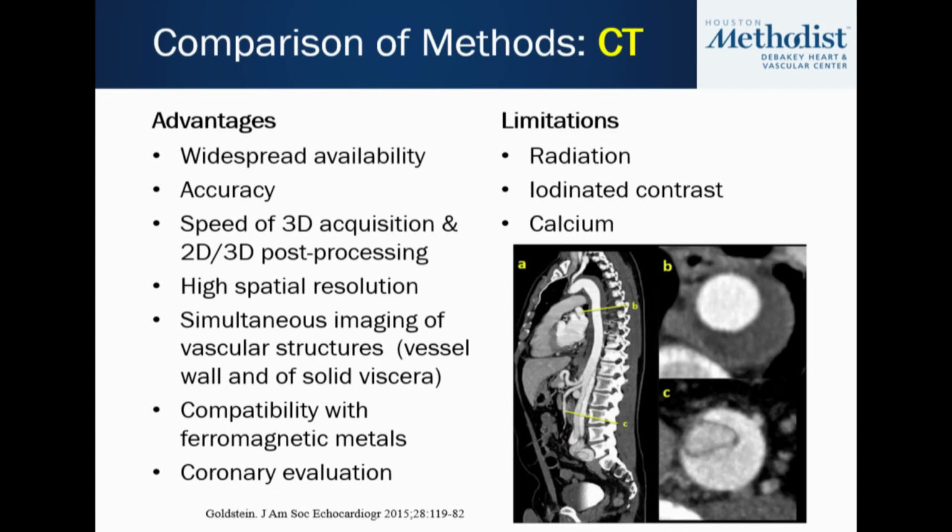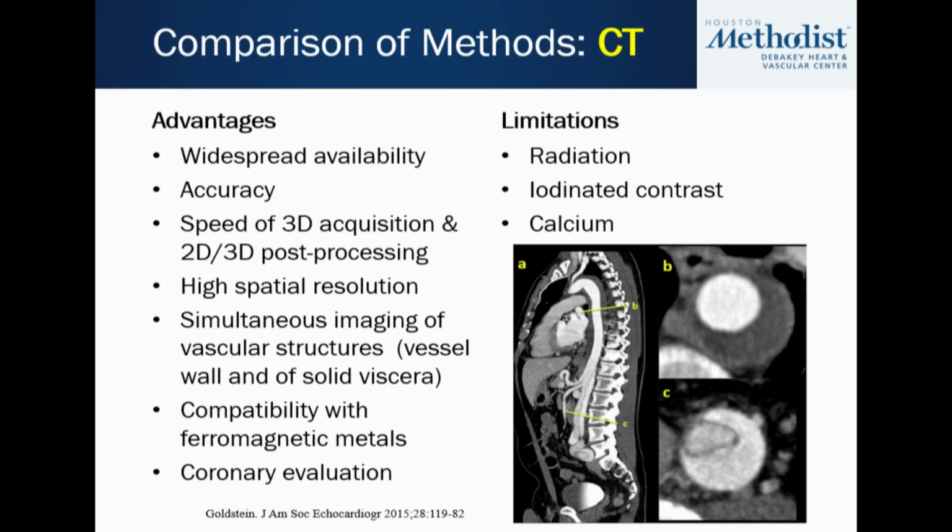When we look specifically at cardiac CT, what are its strengths? As you know, CT scanners are now available everywhere, so widespread availability. It's an extremely accurate test, and I'll show you some data on that. The speed of acquisition is very good: we can acquire a head-to-toe scan in almost less than 5-6 seconds. It can be very important for patients who are critically ill or those who are claustrophobic. And then there's the speed of how quickly you can do 2D and 3D post-processing.